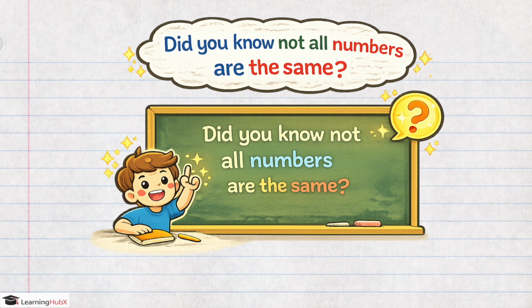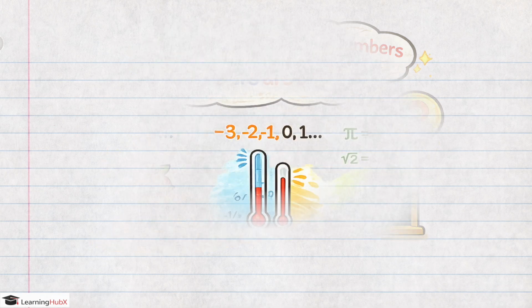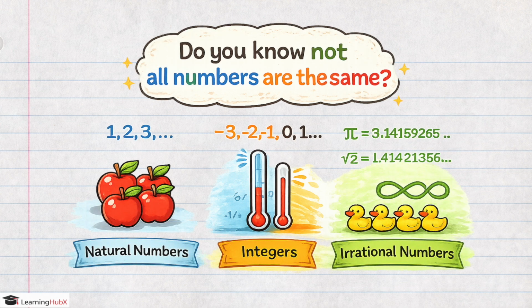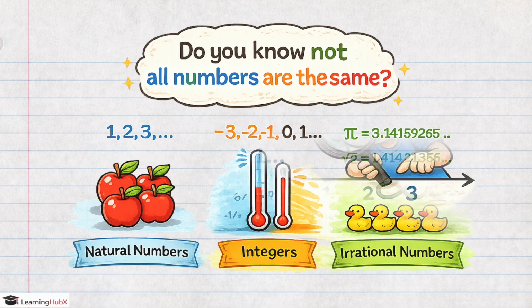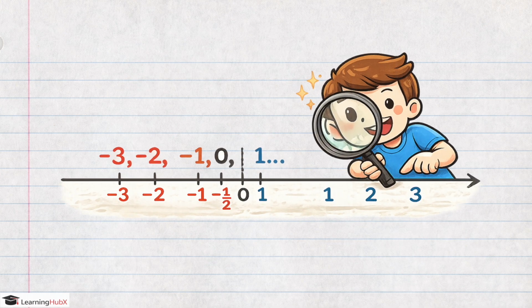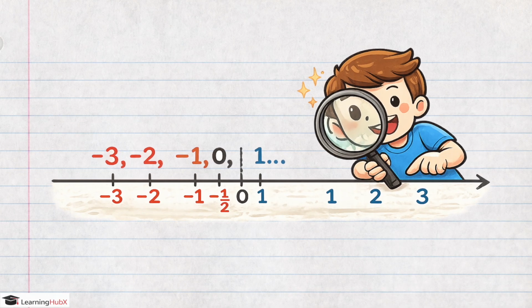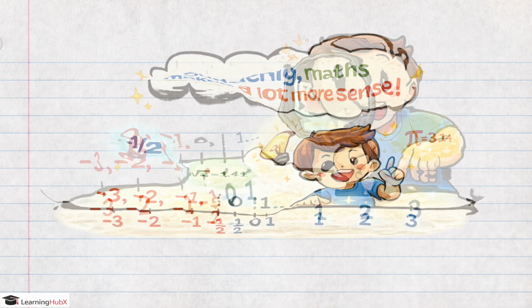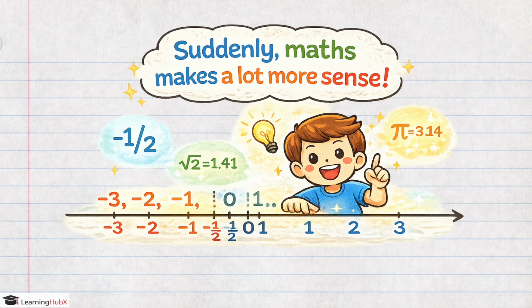Here's a question for you. Did you know that not all numbers are the same? Some numbers can be counted. Some numbers go negative. And some numbers never end. In this lesson, we're going to explore the different types of numbers and see how they all fit together on the number line. Once you understand this, maths suddenly makes a lot more sense.